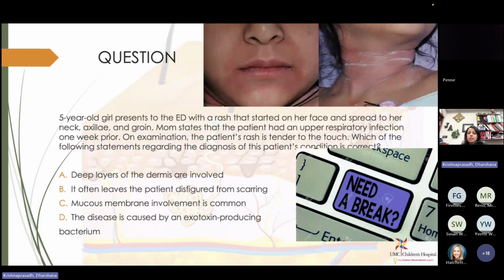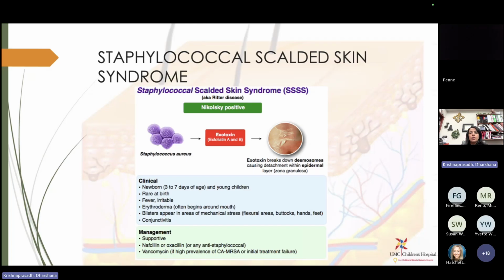Moving on to the next question, we have a 5-year-old who presents to the ED with a rash starting on her face and then spreading to her neck, axilla, and groin. She has had a recent upper respiratory infection 1 week ago. The patient's rash is tender to touch, and which of the following is common for this condition? This is actually a disease caused by an exotoxin producing bacterium, and I'll talk about what that looks like.